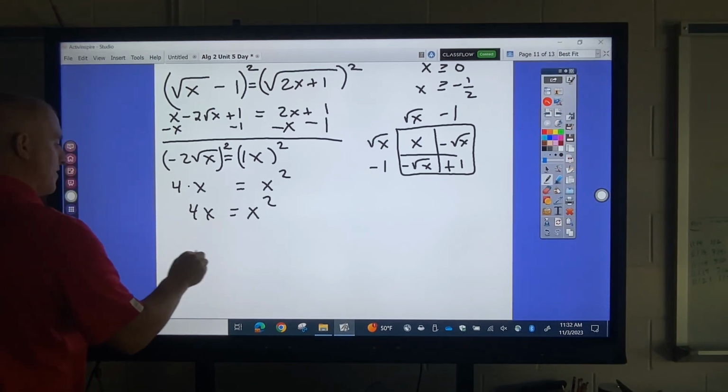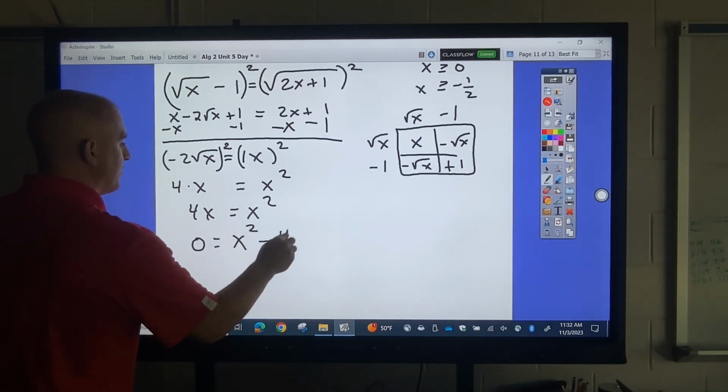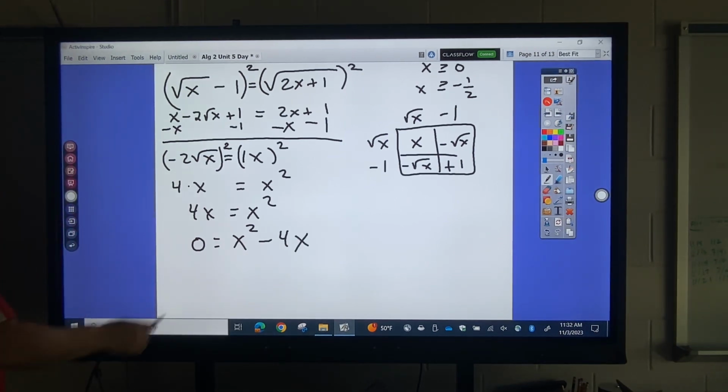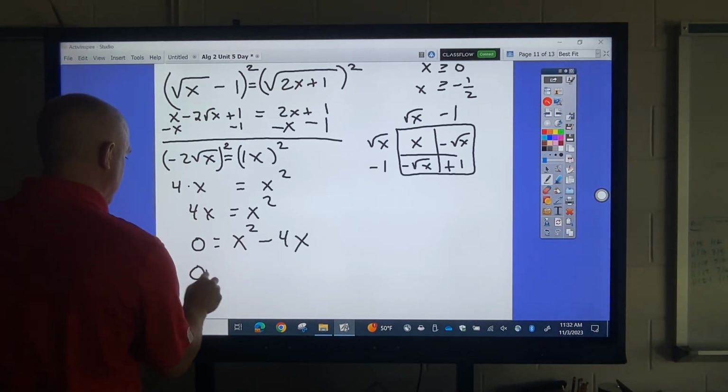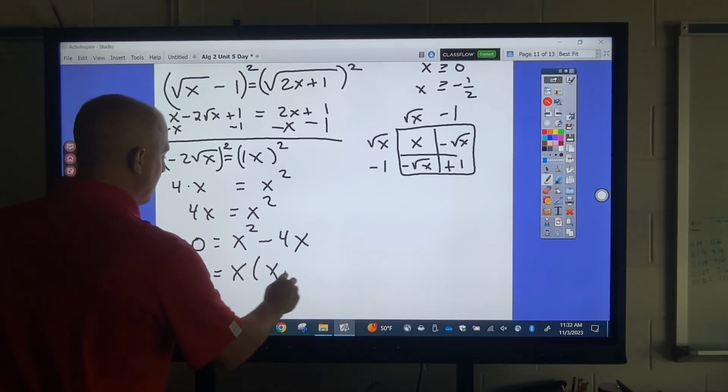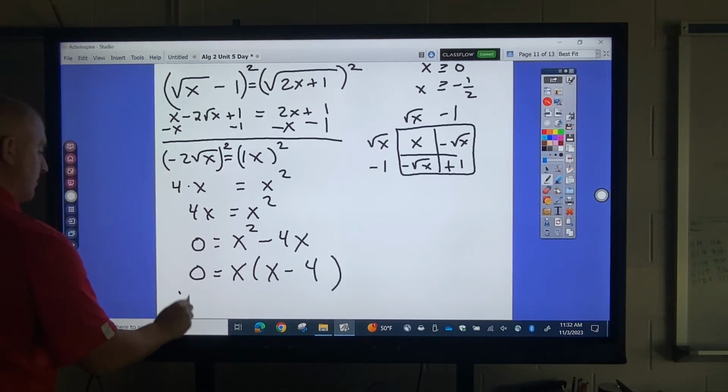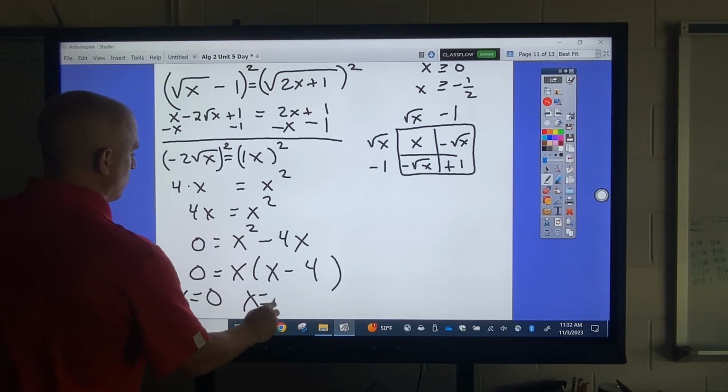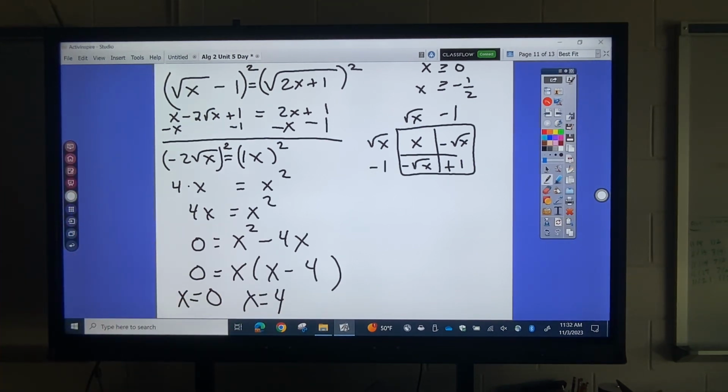To solve that, move that back over. So I got x squared minus 4x. Okay, take out an x. I got x times x minus 4. Okay, if I solve this, it's x equals 0, x equals 4. Okay, all right.